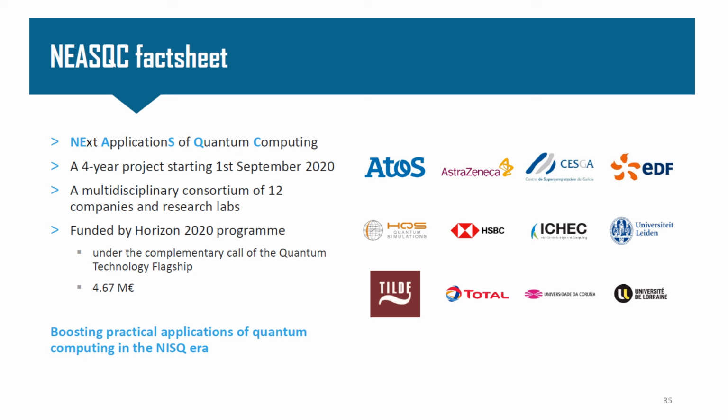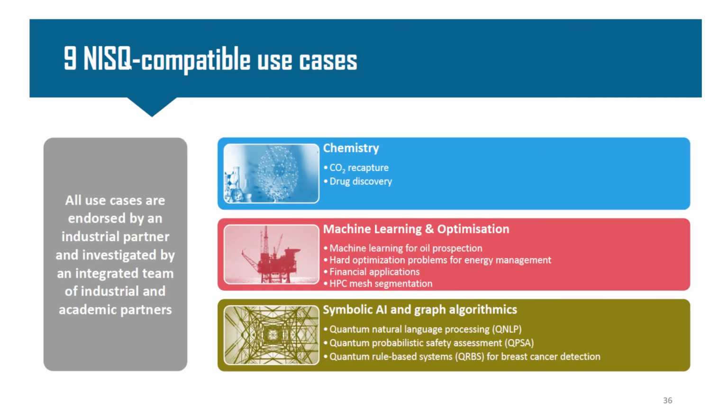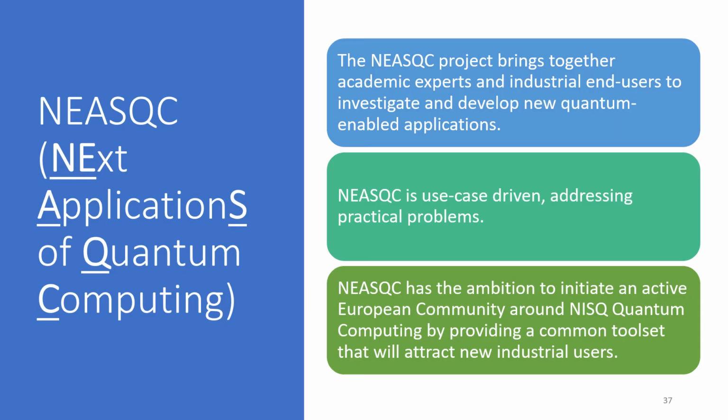And the main purpose is boosting practical applications of quantum computing in the NISQ stage. The project deals with 9 NISQ-compatible use cases, and in the project, industrial and academic partners are working together. Main areas of research and development are chemistry, machine learning and optimization, and symbolic artificial intelligence and graph algorithms. The project brings together academic experts and industrial end users to investigate and develop new quantum-enabled applications.